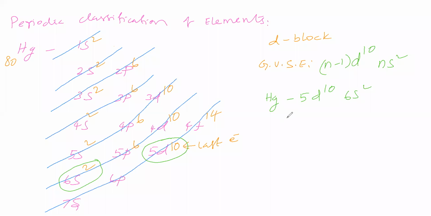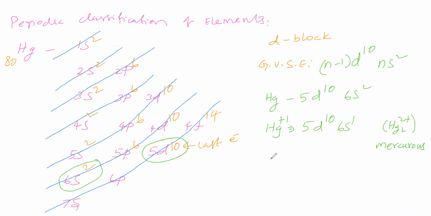Next definition is stable oxidation state. Mercury can show oxidation state +1. In +1 it will exist as mercurous ion. Mercurous ion will be in dimeric form. For mercurous ion, one electron we have to remove here. So we remove one electron from 6s. So we will get 5d10 6s1.